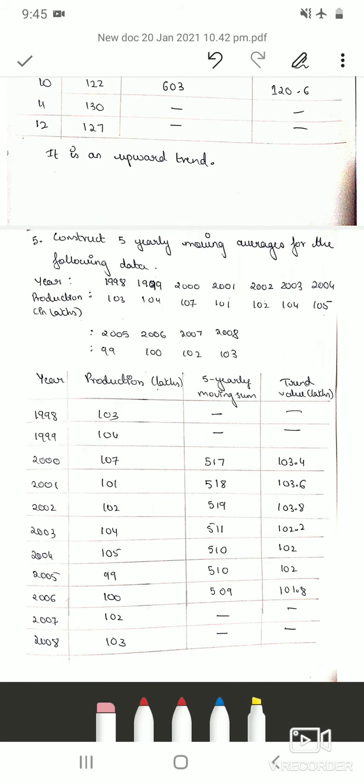So this is about odd yearly moving averages. In the next class, let us see how to calculate 4 yearly moving averages, that is, when M is even.